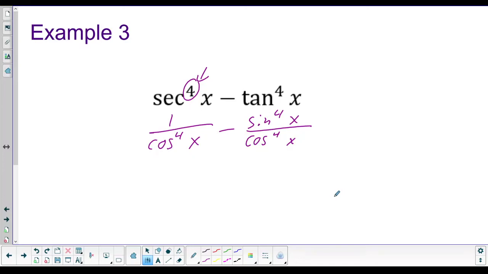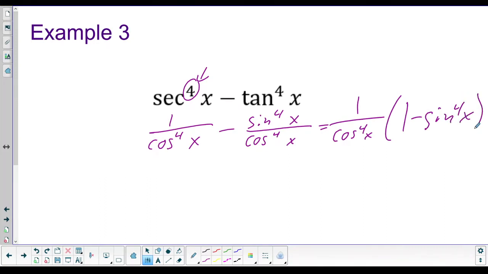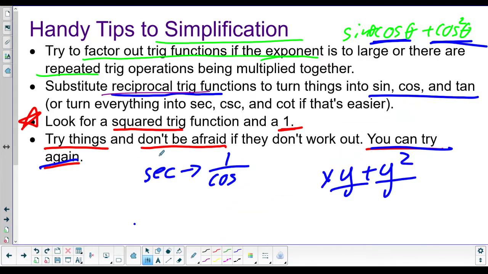Okay, that's not too bad. But what do you do with this? Well, they both have an over cosine to the fourth x, so I could turn this into 1 over cosine to the fourth x times 1 minus sine to the fourth x. Okay, and at this point, we're just running ourselves in circles. This is not helping us. You know, we may have run into a wall here. We may have goofed, but we're going to try again.